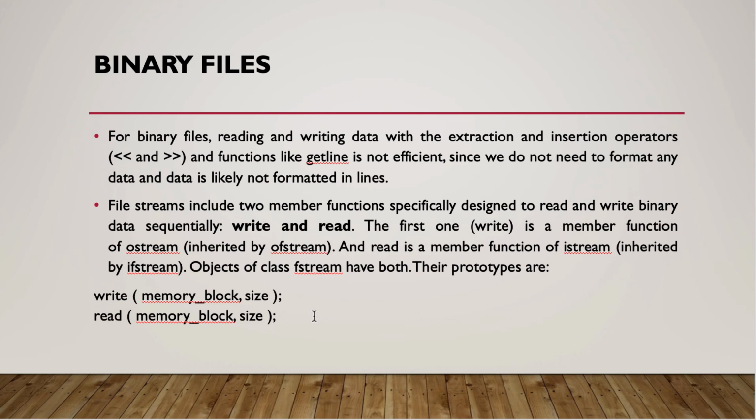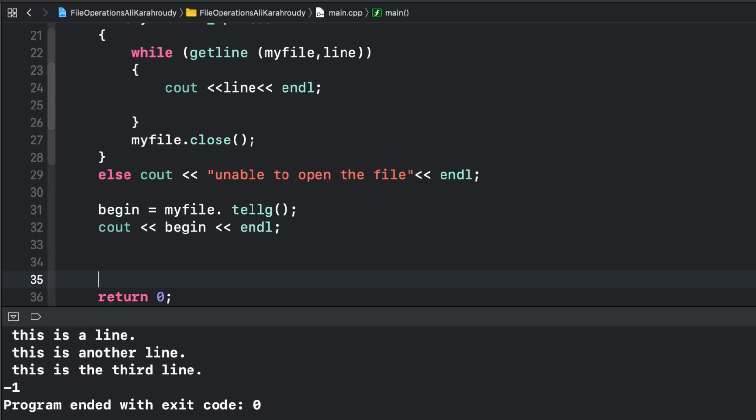Memory block is of type character. That's a pointer to a character, actually, a character pointer, and represents the address of an array of bytes where the read data elements are stored or from where the data elements to be written are taken. The size parameter is an integer value that specifies the number of characters to be read or written from or to the memory block. So to reduce the confusion over here and get it more understandable, let's jump to the code and see how actually we can work with that.